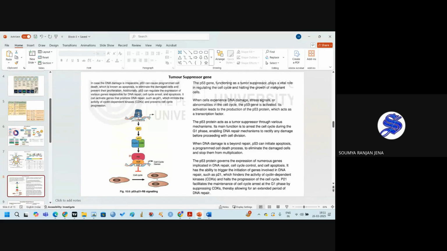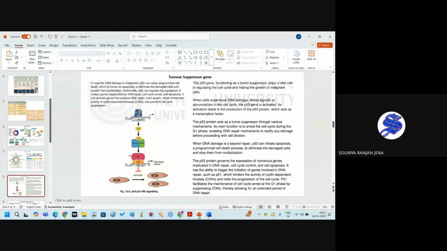This is the master regulator, and its main function is to arrest the cell cycle, because if it is mutated, then error-prone replication will occur and error-prone cells will form. This is called a cancerous cell, with uncontrolled cell growth. So the main function of P53 is to arrest the cell cycle during the G1 phase, to check whether any DNA mutation or error is present in that DNA, enabling the DNA repair mechanism to rectify any damage before proceeding to cell division.